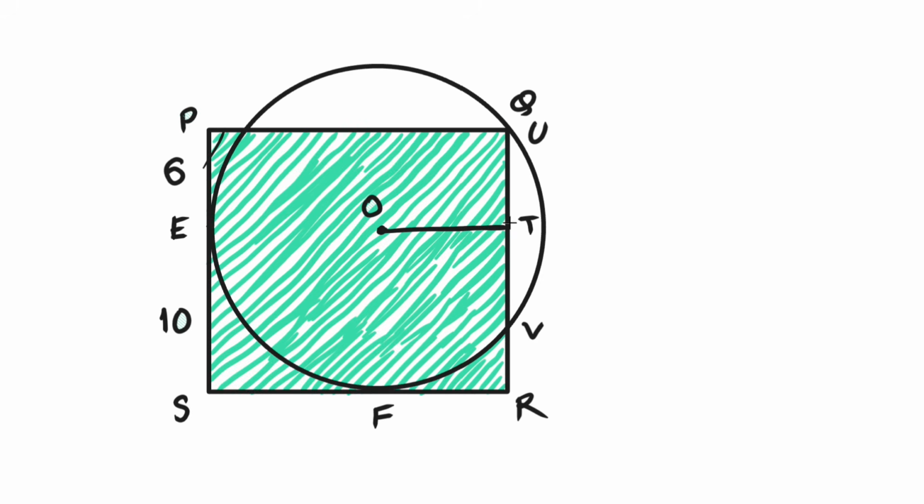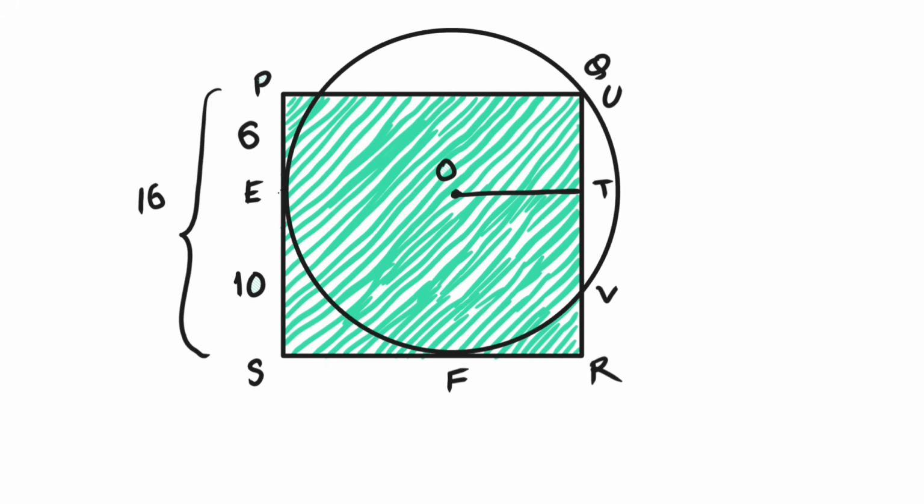So let's start with the dimension that we can determine immediately. Look at the left side PS. This side is made up of 2 parts, PE and ES. We are given PE equals 6 units and ES equals 10 units. Therefore, PS equals 6 plus 10, which gives us 16 units. So the height of our rectangle is 16 units.